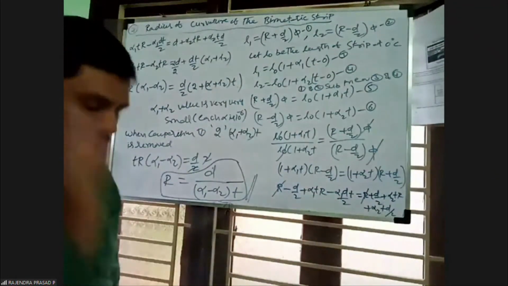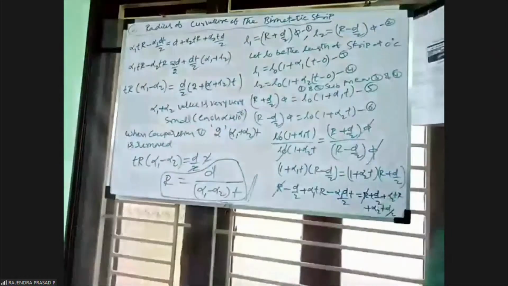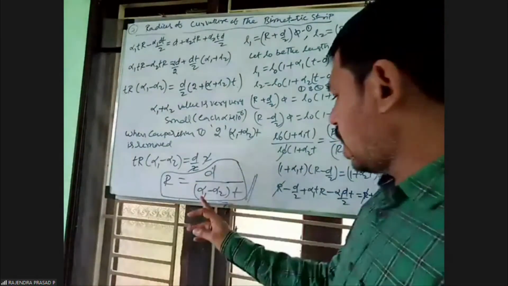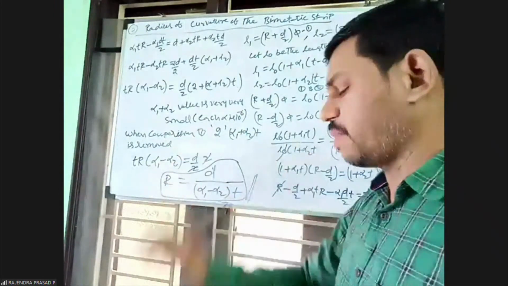This is called the radius of the bimetallic strip. D value is given, alpha 1 and alpha 2 are given, temperature is given, and the radius of curvature is calculated.